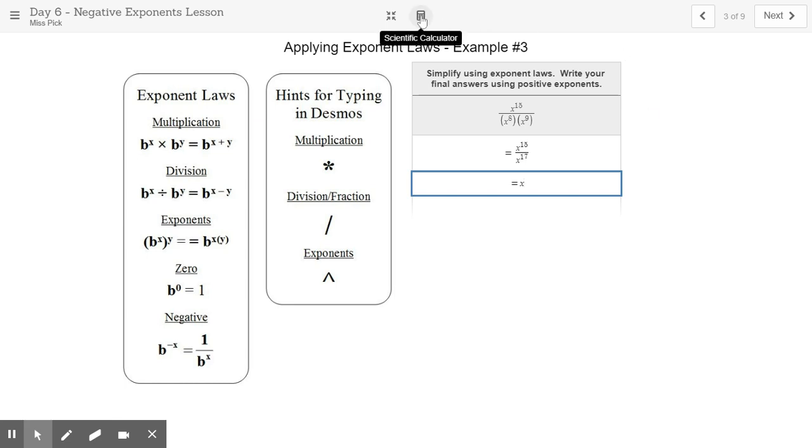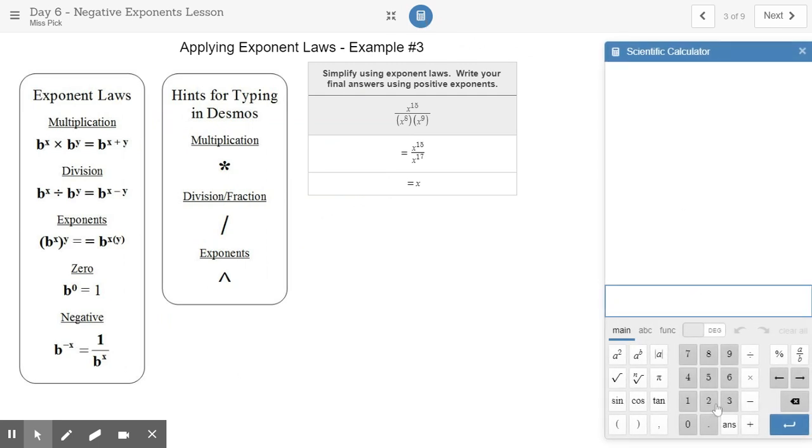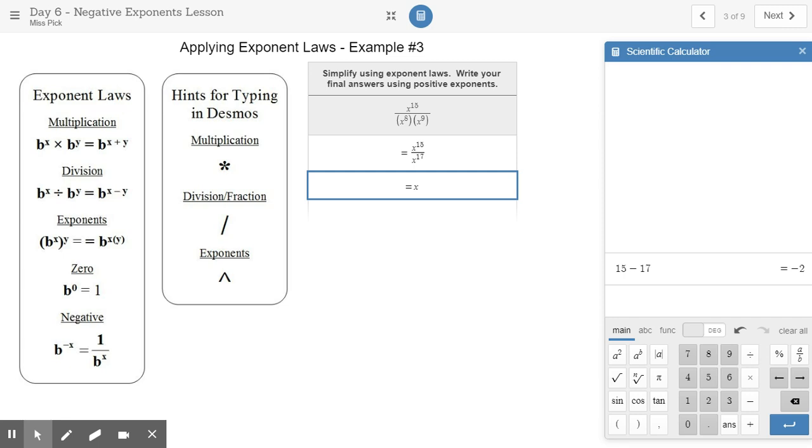If you have a little trouble with integers, you can bring up that scientific calculator, and you can do 15 take away 17, which gives me -2. So this is going to be x to the power of -2. So to get that exponent, I do shift and 6 to move up, and then I get -2. So I have x to the power of -2.